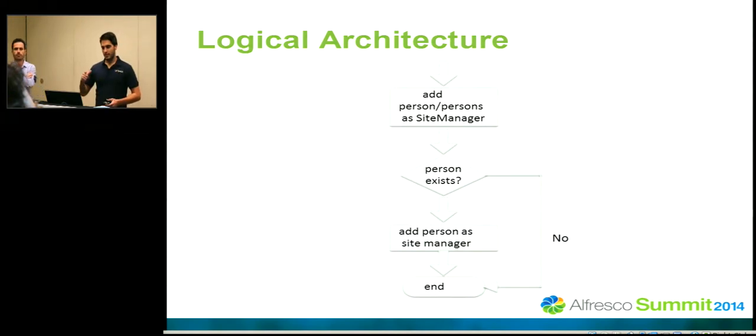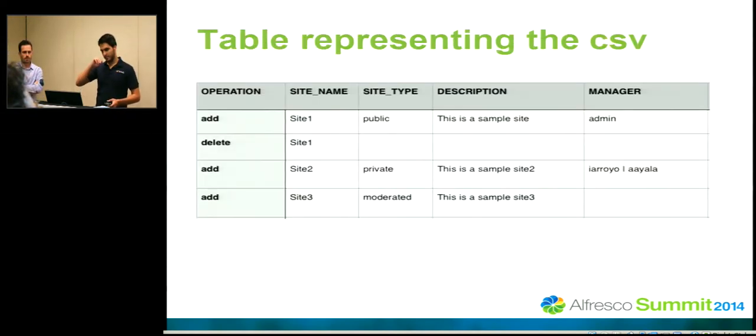This is a sample CSV file. We have the operation column: add, delete, or update. The site name, the site type as public, private, or moderated, the short description, and the manager, who is the site manager of the site.